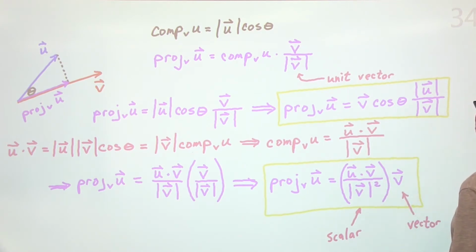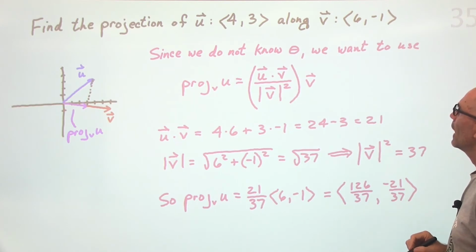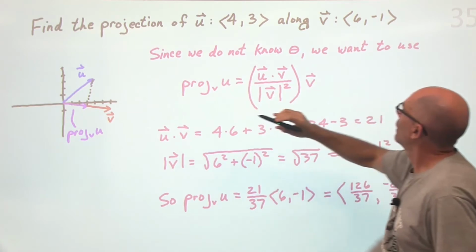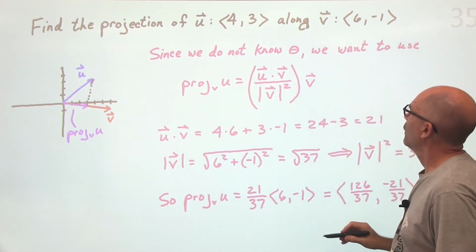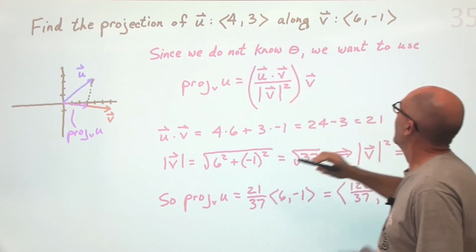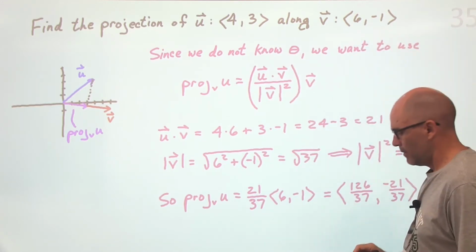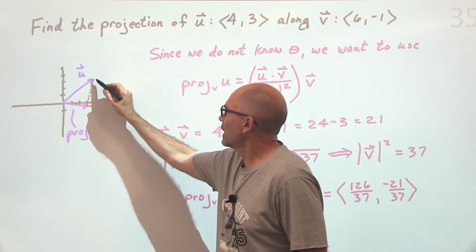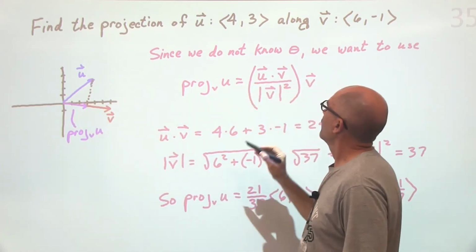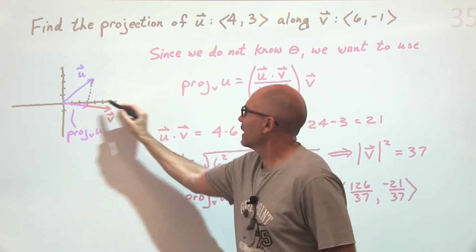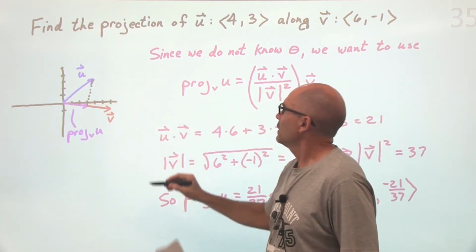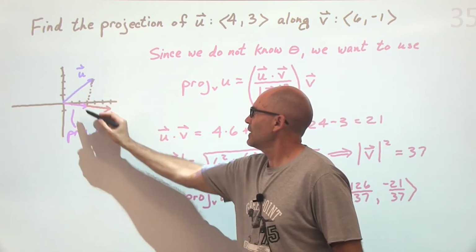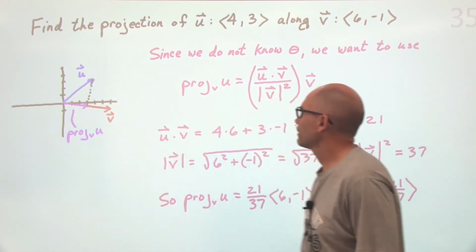Let's try an example. Find the projection of u along v. So u is <4, 3>, and v is <6, -1>. So I want the projection of u along v. Notice that's the purple vector right there.